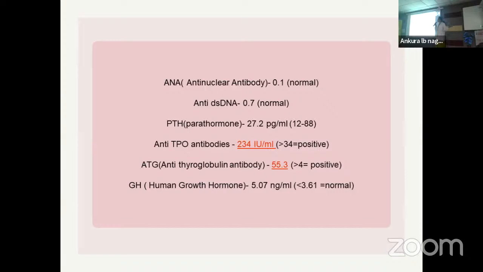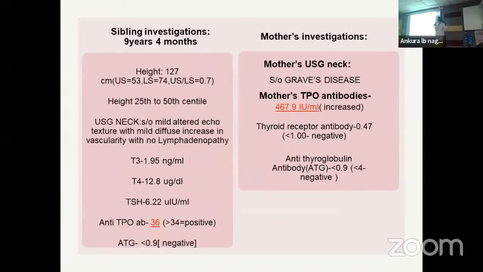So why did you do the other one? Because it is a female child, we wanted to rule out other autoimmune conditions. We did ANA antibody as well. And so we diagnosed it to be a case of Hashimoto's thyroiditis, which is an autoimmune thyroiditis, usually presenting in this age group, like 8 to 19 years. Adolescent group is the most common age of presentation.